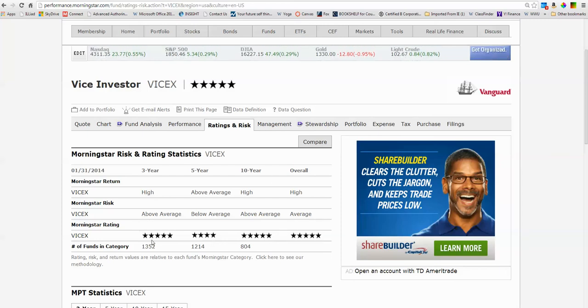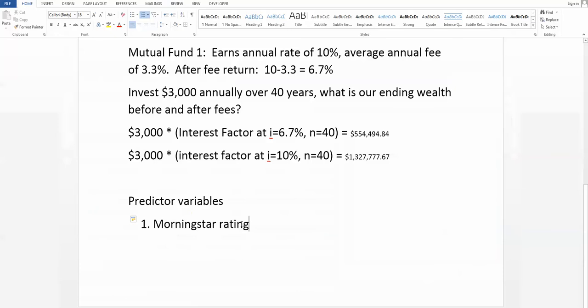So if you look at different funds, you can see anywhere from no stars to 5 stars. And I guess the idea is that the higher the number of stars, the better it should perform in the long run. But they discovered that Morningstar ratings didn't seem to accurately predict which funds were going to do better in the future. So I'm going to put not a good predictor.